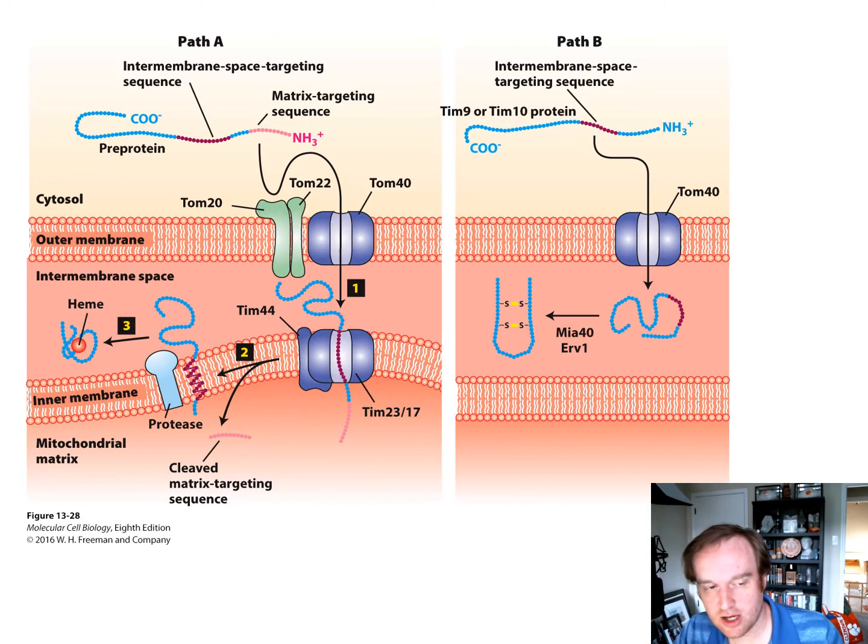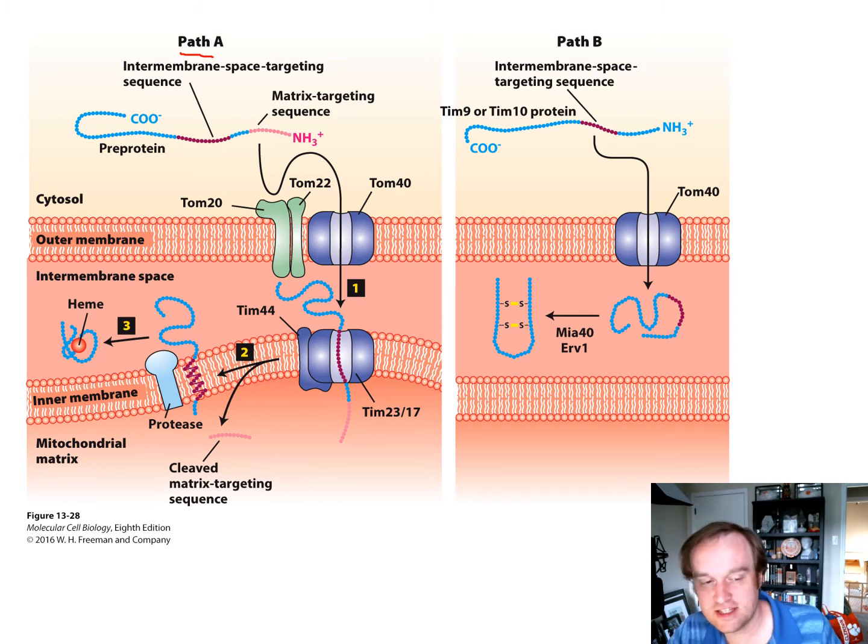Okay, so we've talked about how we get to the mitochondrial matrix, the three pathways, but what about the inner membrane space? So there are proteins that hang out in this inner membrane space of the mitochondria as well. And so we have two pathways. The first is the cytochrome B2 pathway.